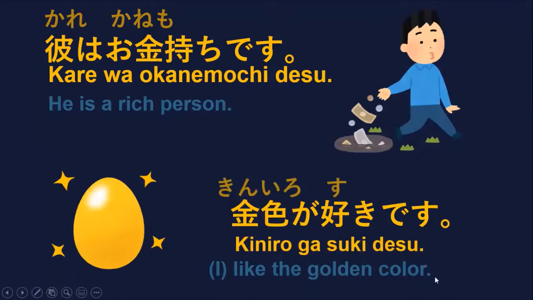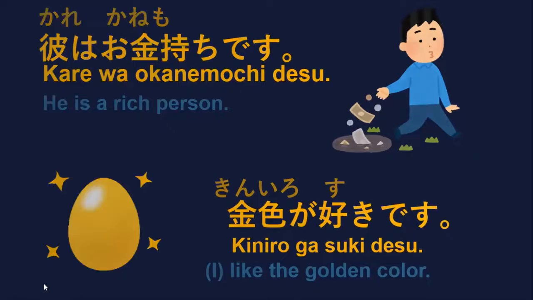I like golden color. So usually the honorific is dropped. We don't use it. So we say like this. 金色が好きです。 So 金色 is golden color. 色 means color. So 金色 gold color が好きです。 Okay.